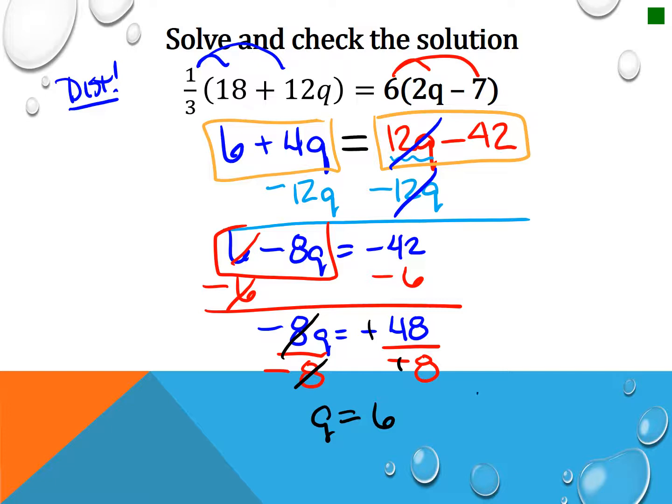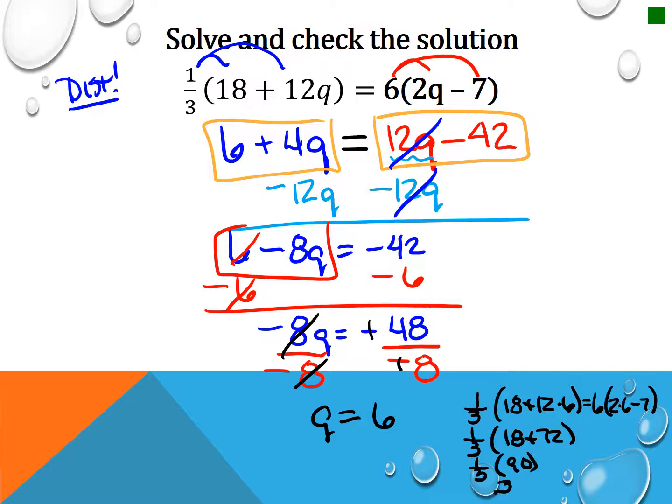If I wanted to check it, I'm going to take 1/3 times 18 plus 12 times 6. And I want to see if that equals, oops, I'm a little squishy here, 2 times 6 minus 7. So that's 1/3, 18 plus 72. I'm just going to keep doing this side. 1/3 times 90. This side equals 30. Over here I have 6 times 12 minus 7. 12 minus 7 is 5. 6 times 5 equals 30. They are equal. Yay, me.